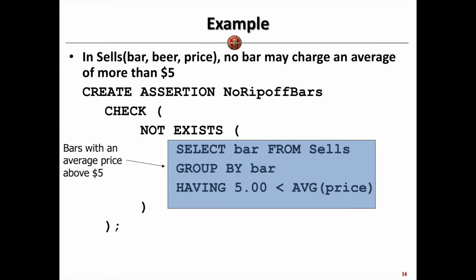We'll provide you with an example. Let's say we have a requirement in the Sells table, bar, beer, price, where no bar may charge an average of more than $5.